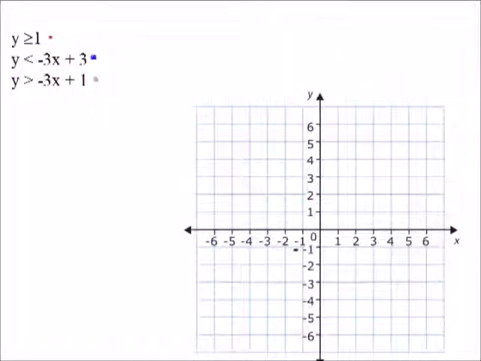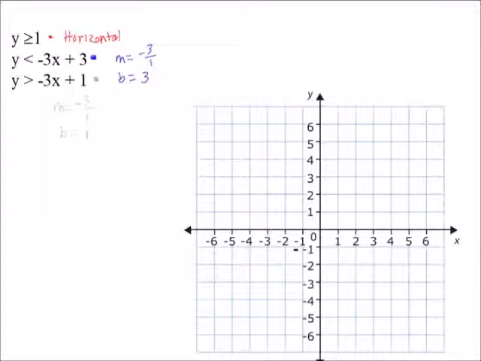Next card. Let's color code. So first and foremost, y equals a number. This is going to be a horizontal line, okay? I don't need to figure out my starting point and slope and all that. I know it's going to start at 1. It's going to be a left to right line. Next one. This is y equals mx plus b, okay? So this is m equals negative 3 over 1. And my b, my starting point is going to be 3. And then in gray, this is going to be m equals negative 3 over 1. And my b is going to be 1.